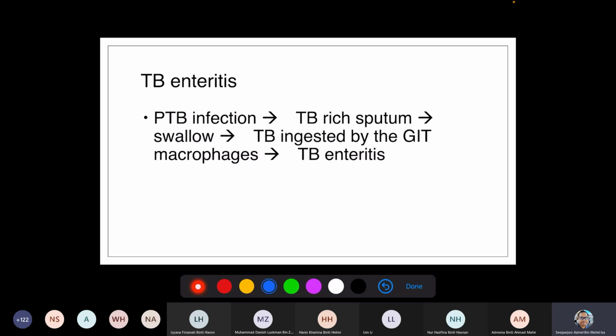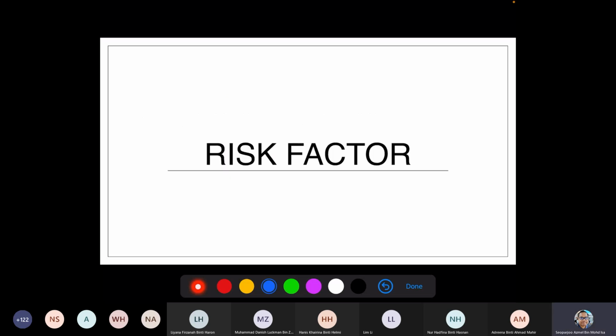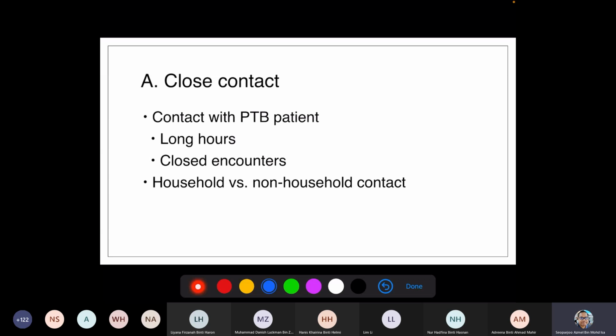All right, for the risk factors of pulmonary tuberculosis. Number one is close contact. You need to know that in order for a person to contract pulmonary tuberculosis, he or she needs to have close contact with a known PTB patient. This depends on how long the contact occurs. Some guidelines say you need to be in contact for more than 8 hours a day to contract TB, but sometimes we see patients with a lesser amount of contact time who do develop pulmonary tuberculosis in their life.